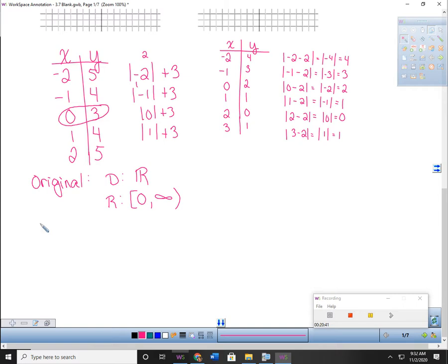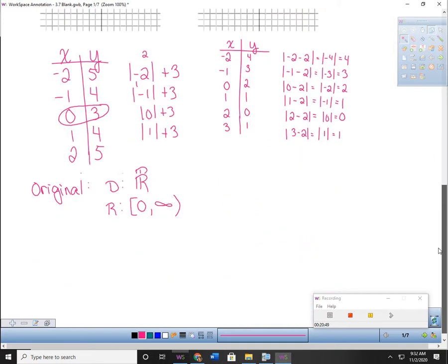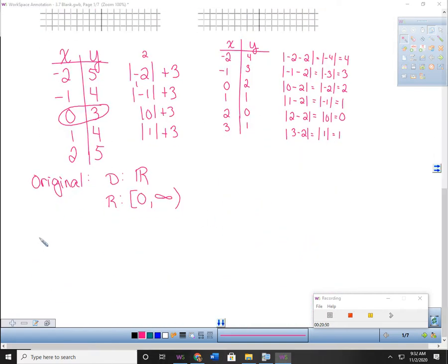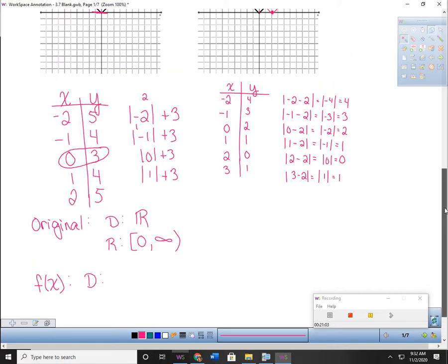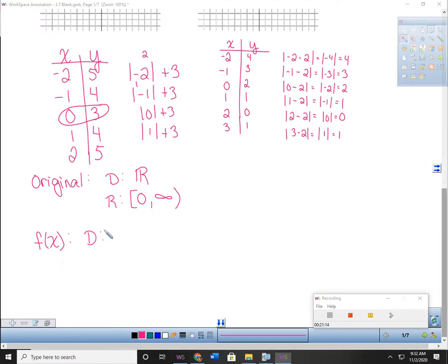All right, so now let's talk about our f of x, right? We'll just call it f of x. All right, your domain, that's how far left and right, all of the x values. So how far left and right does your pink graph go? Negative infinity to positive infinity. So that would be all real numbers.